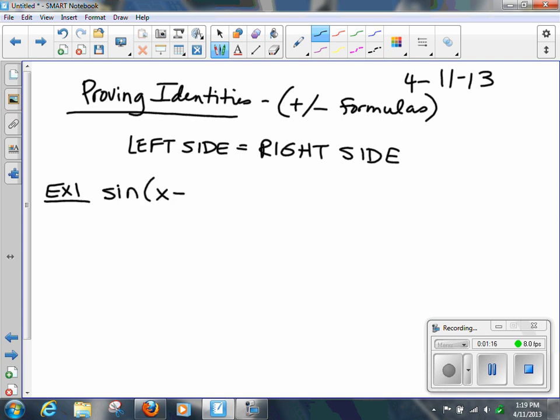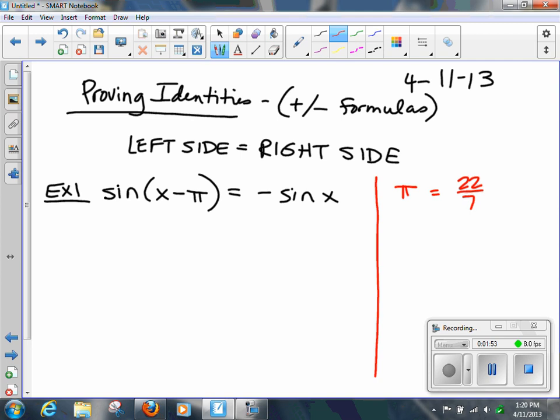Okay, check this out. Sine of x minus pi is equal to negative sine x. What do you notice about that? It's got a pi. What do you know about pi? There is a button on the calculator. That is the exact value of pi. But talk to me about the angle pi.